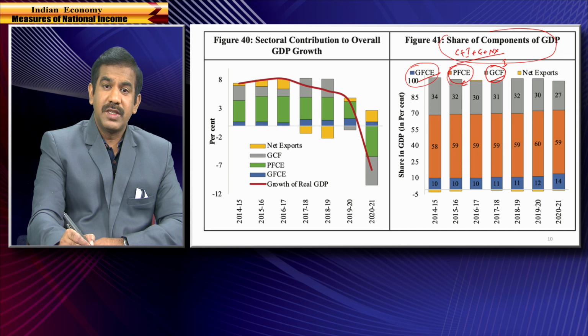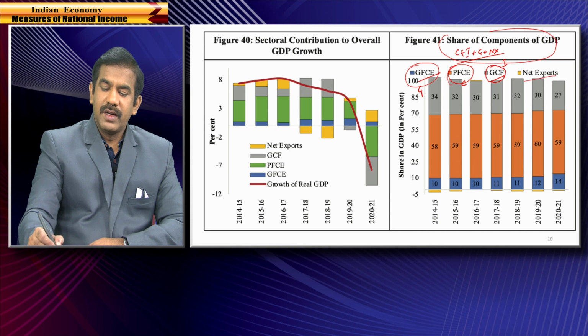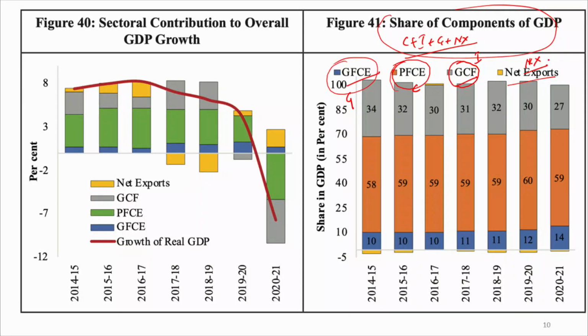So this is represented by I, this is what I represented by C in the previous slide, this is what I represented with G, and then the net exports, which I represented with the term net exports. You could go through your Economic Survey to find out the state of the Indian economy. Here you have data for almost 7 years for government final consumption expenditure, private final consumption expenditure, gross capital formation, and net exports. On the left side, you also have the sectoral trends. This is something you could find in the Economic Survey.